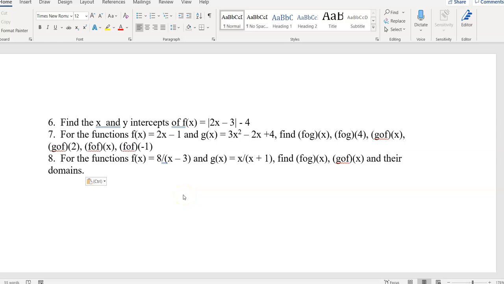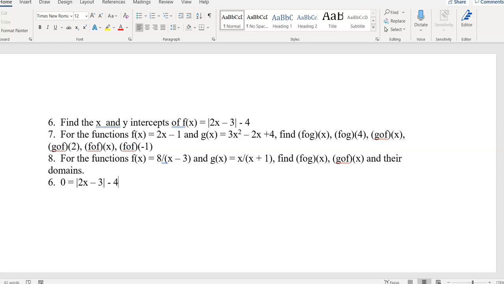Okay, so I copied all these onto a sheet, hoping that we'll get through all of these in the time allotted for my video. All right, so let's look at 6. Let's find the x and y intercepts. Let's remember to find x-intercepts, we set f of x to 0. So we're going to put a 0 on that left side in place of the f of x, and we're going to solve this equation.